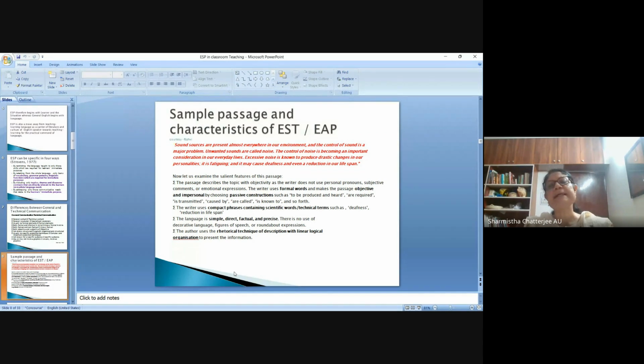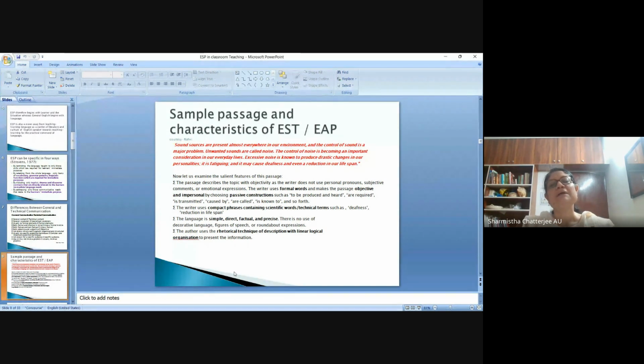Now you see, again, with the caveat that I am not trying to bore you to death. See, this is a sample passage, and my courtesy to Rizvi, who is the author of this very splendid book of technical English.